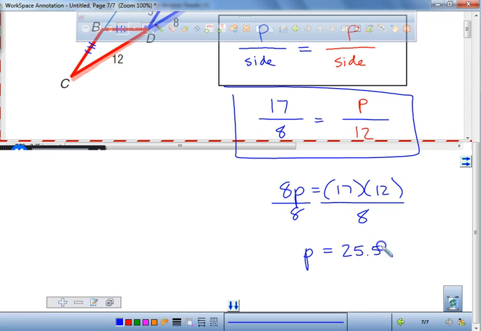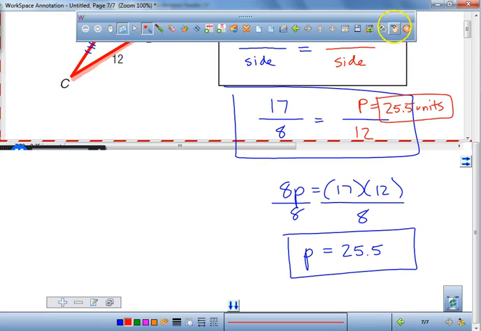17 times 12. The perimeter of the red triangle right here is equal to 25.5 units, which is your answer to problem number 22.